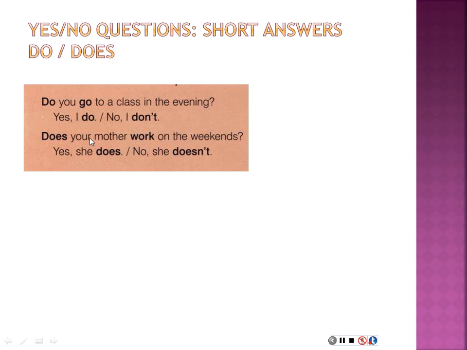The second example here: does your mother work on weekends? Yes, she does, or no, she doesn't. Again, the question starts with does. So when we say yes, she refers to mother, she does, or no, she doesn't. We add not here, and we use the same auxiliary verb, the same helping verb that we used in the beginning. Let's have more examples.